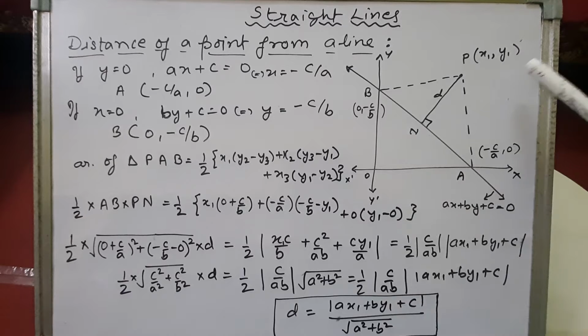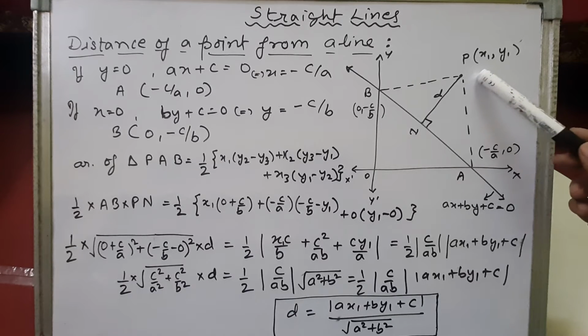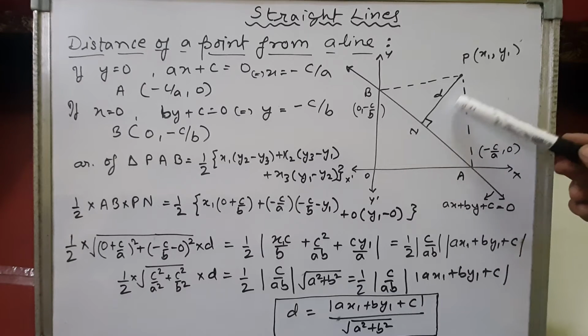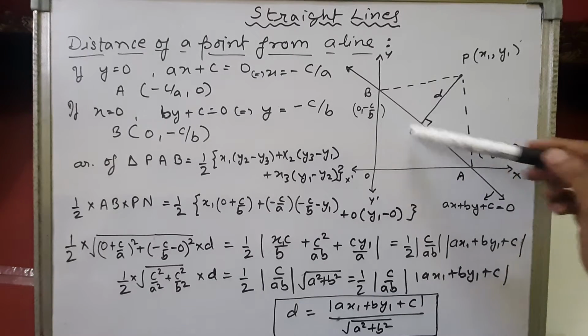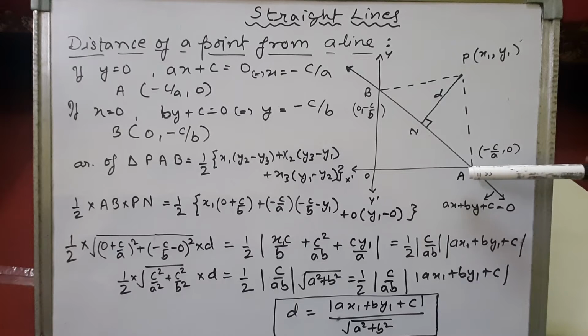Let's assume there is a point P whose coordinates are (x1, y1), and if we draw a perpendicular from P to the line, so this PN is perpendicular to line AB. And the length of this perpendicular, say small d, is the length of this perpendicular. Now we have to calculate this length d.